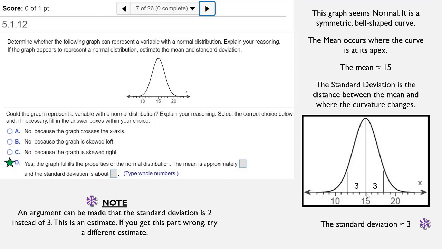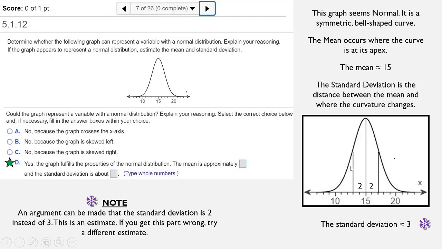An argument could be made that the standard deviation was 2 or 2.5 or something in between there, because this is an estimate. If you get this part wrong, try a different estimate. So maybe instead you thought that the curvature changed right here, right? So maybe that's your point of curvature change. And if so, then this distance changes. And if that distance changes, then the standard deviation would be 2 instead. Or you could make an argument that it's 2.5.